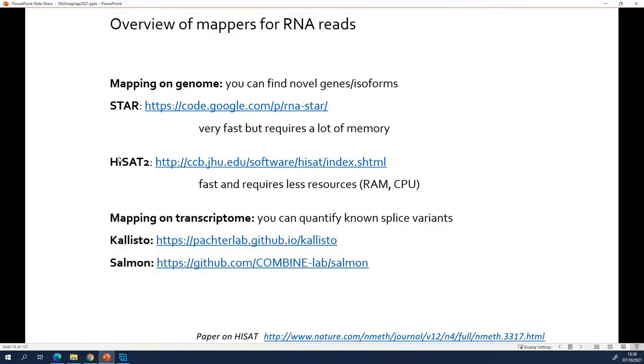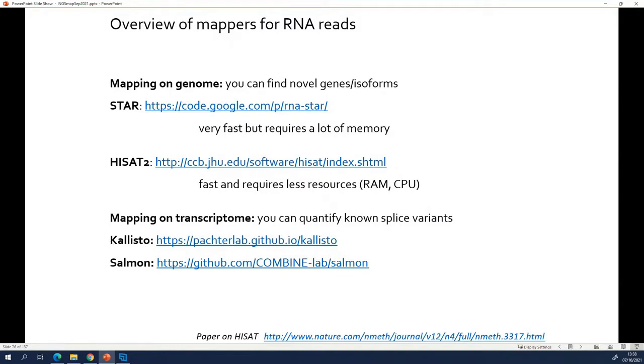HISAT chops the genome into smaller pieces. It generates smaller indices, so it can fit the genome in smaller parts in the memory of your computer. As a result, HISAT can be easily done on a laptop. Okay. Both tools are in Galaxy. And in Galaxy, there's no issue with memory. Galaxy has memory enough. What is the benefit of mapping to the transcriptome instead of to the genome?